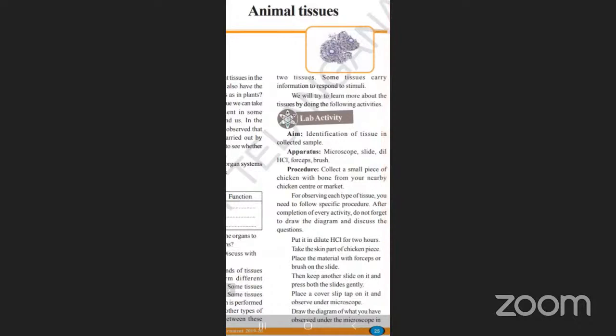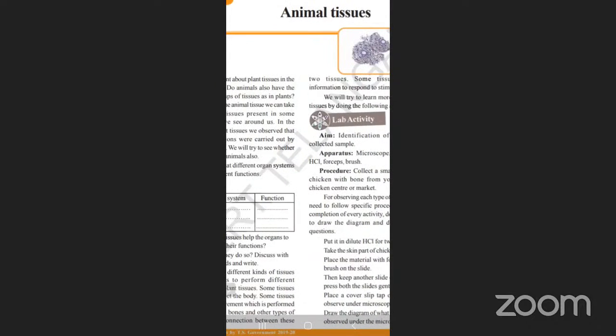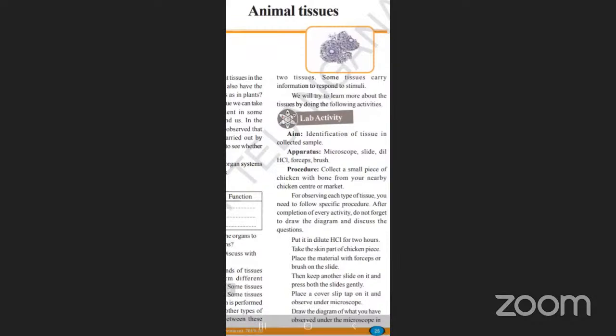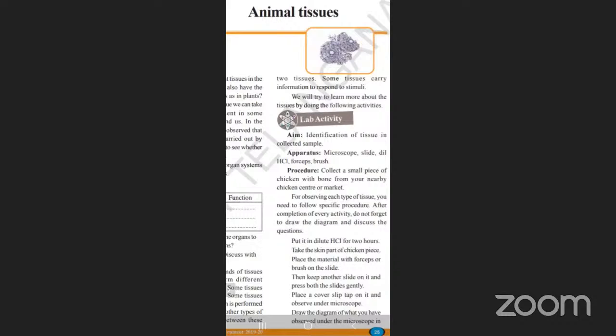Next, don't forget to draw the diagram and discuss the questions. Put it in dilute HCl. The chicken sample that you have collected, put it in dilute HCl for 2 hours. Why do we keep it in dilute HCl? So that we have a chance to take the skin part of the chicken piece separately, and we can get that thin slice, which is helpful to observe perfectly under the microscope. That's why we put the chicken piece in dilute HCl for 2 hours.